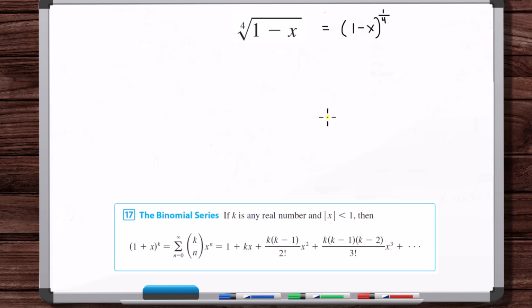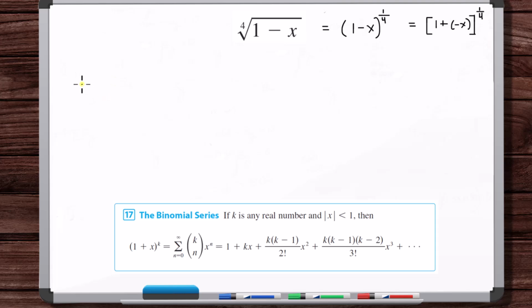So, okay, this can be written as 1 minus x to the 1/4. Okay, so we're getting closer. Now let's do 1 plus minus x to the 1/4. And now there we go. Now we can see the pattern. We've got the binomial series with x equal to minus x and k equal to 1/4.